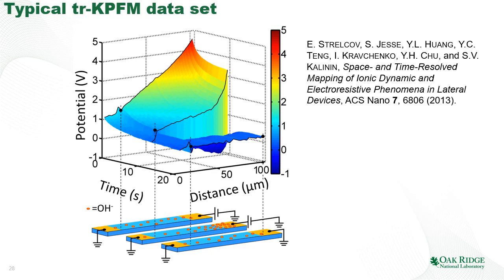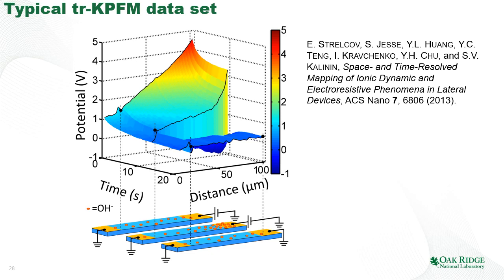And this is an example of what a TR-KPFM dataset looks like. So bear with me as we go through this measurement in some detail. So here, this axis, 0 to 100 microns, is the lateral spatial axis. So this is, for example, the distance between the two electrodes.